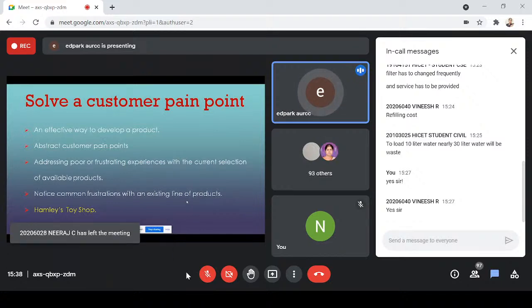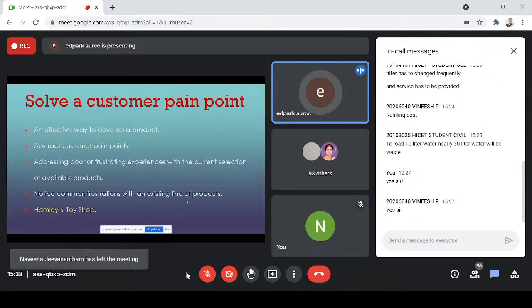Analyzing a customer pain point from somewhere else is not the easiest task, but analyzing a pain point from your household, or from your neighbors, or from your mother or father or sisters or someone else is quite easy. And try to abstract those customer pain points. And it came out.